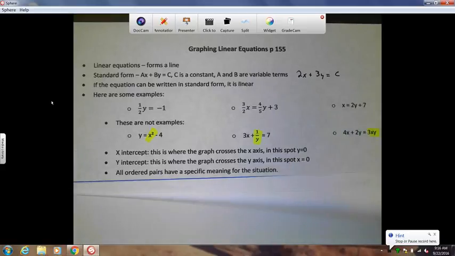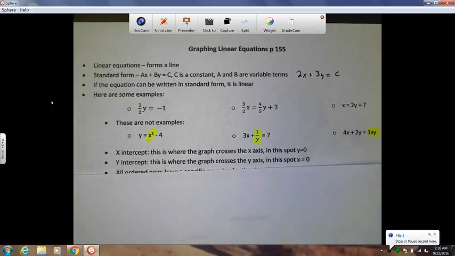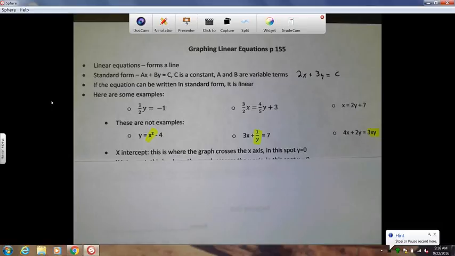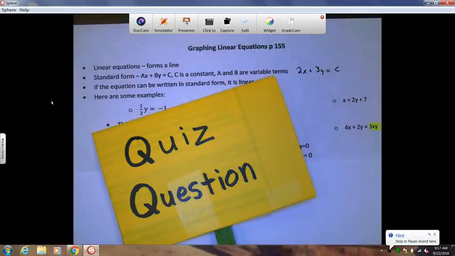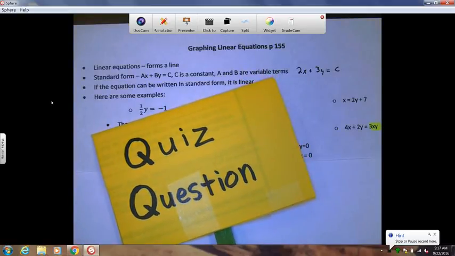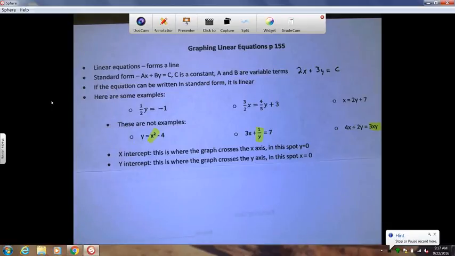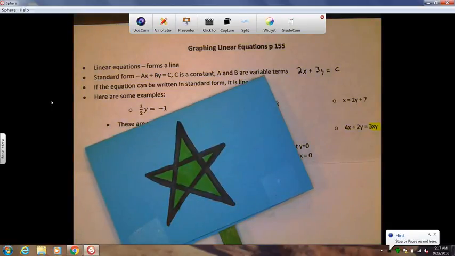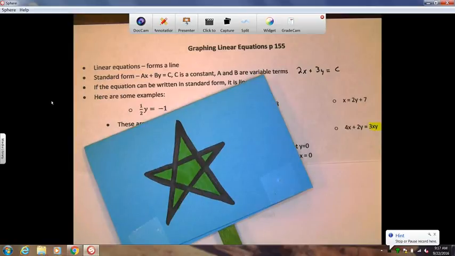Of course, the x-intercept is where the graph crosses the x-axis, and in this spot the y is equal to 0. The y-intercept is where the graph crosses the y-axis, and in this spot the x equals 0. We've done that before. You have to have those memorized. So I'm going to go ahead and make that one of the quiz questions. Make sure you take note of that and remember that. Also, you're going to graph using that, so I'm going to make that one of the things that you need to star and make sure to remember.